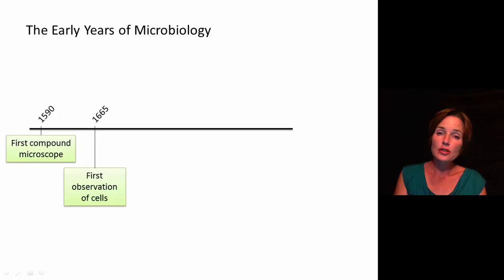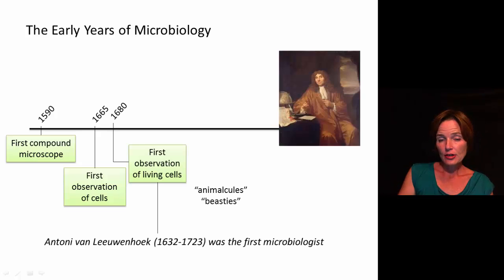He was looking at dead cork cells actually, and he recognized those structures as cells, and he actually used that word cells. So that's the first use of the word cell. But again, those were dead cells that he was looking at. He didn't see any movement or anything like that when he was looking at them. Just a little while later on our timeline in 1680, Leeuwenhoek, he did observe the first living cells.